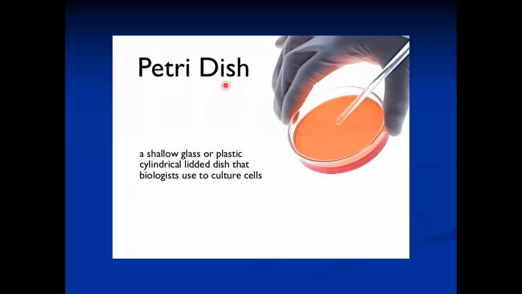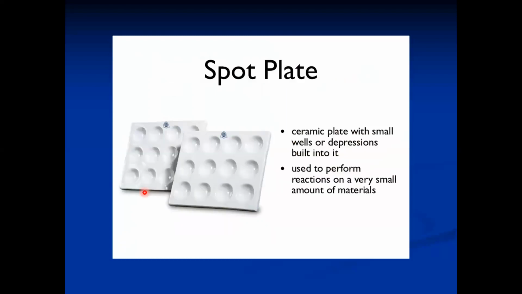Petri dish is a very common glassware used mainly in the pathological lab, and it is also used by different biologists in order to culture media, in order to culture bacteria. Spot plates. They are used to hold small amounts of liquids or small amounts of solids within them.